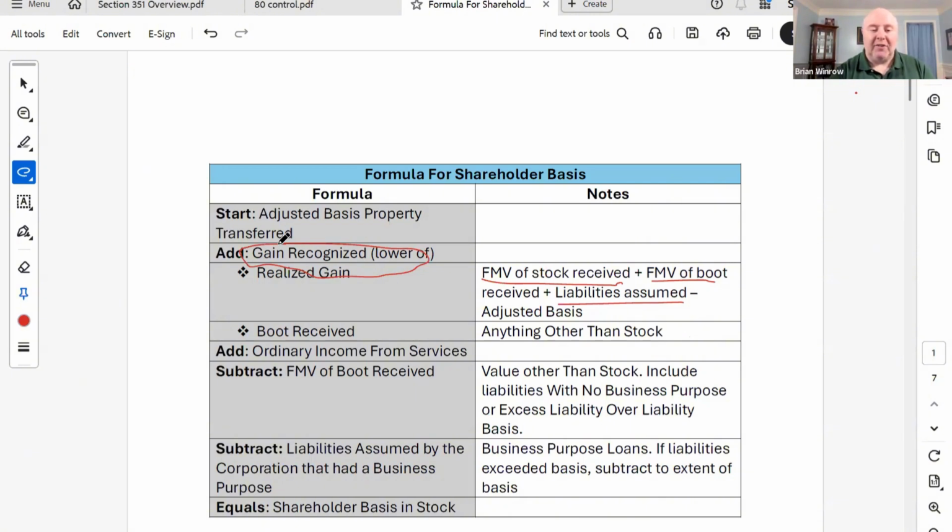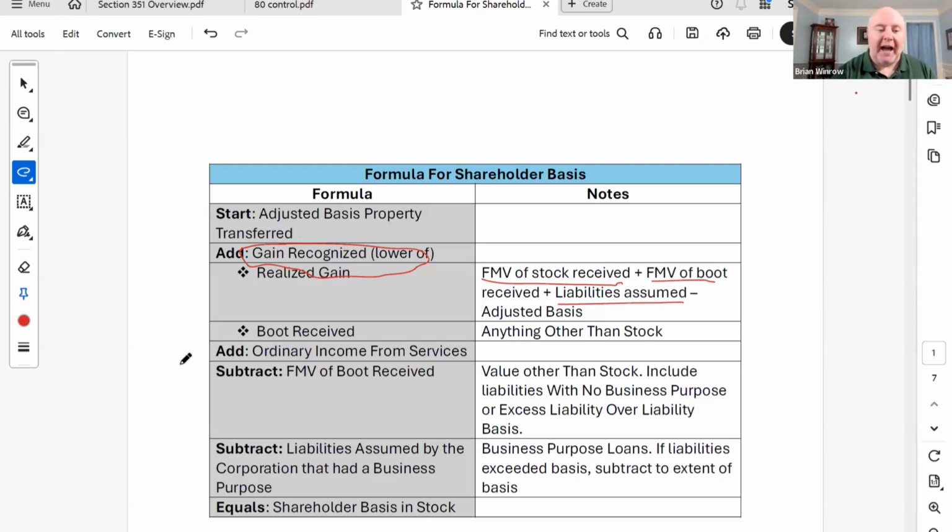So we have our adjusted basis plus recognized gain plus any ordinary income from service because we're already being taxed on it, right? That was ordinary income. So if we've already been taxed on it, we don't want to be taxed on it a second time. So we're going to add it into our basis, so that otherwise we would be taxed multiple times with it.